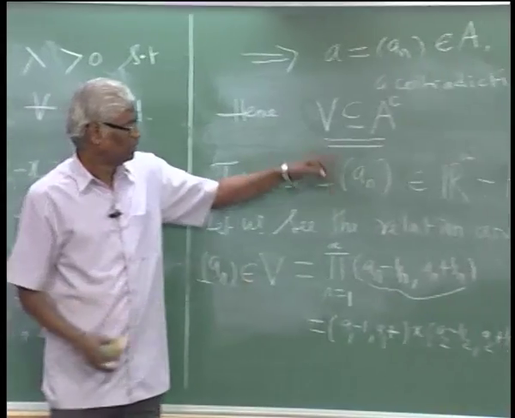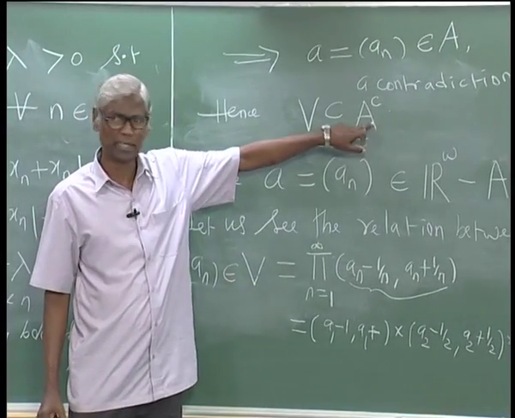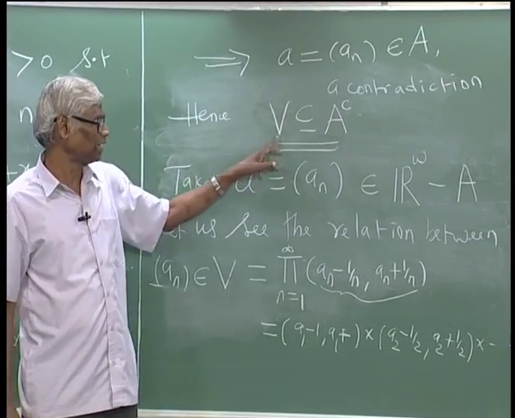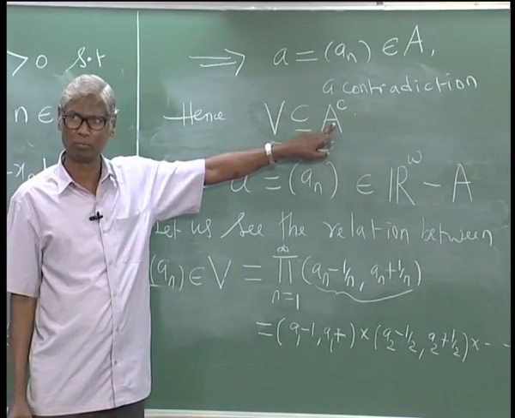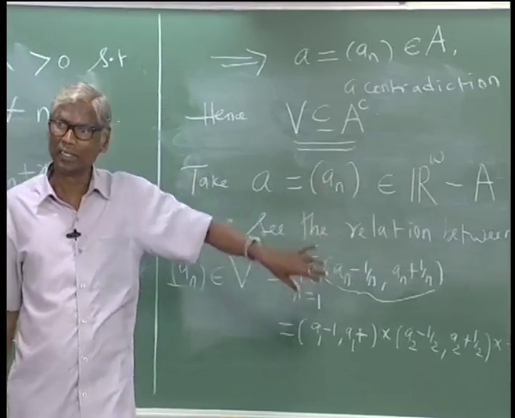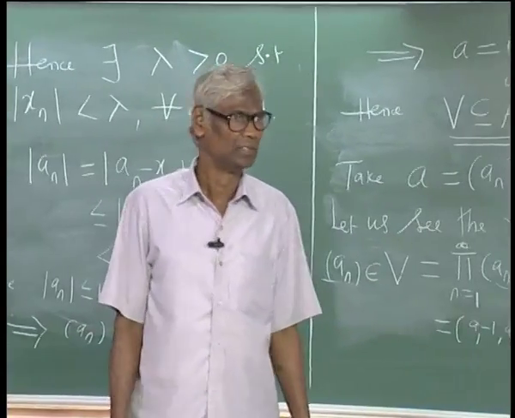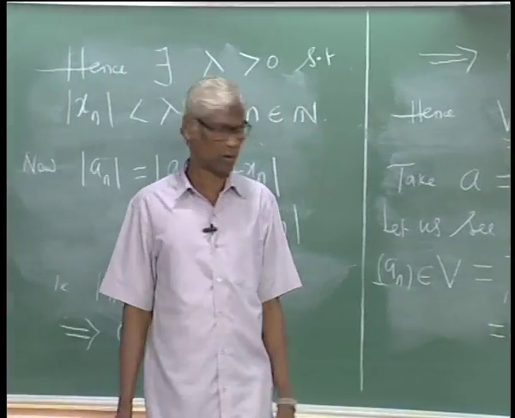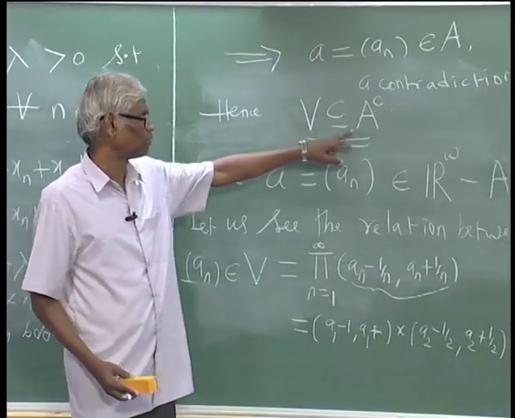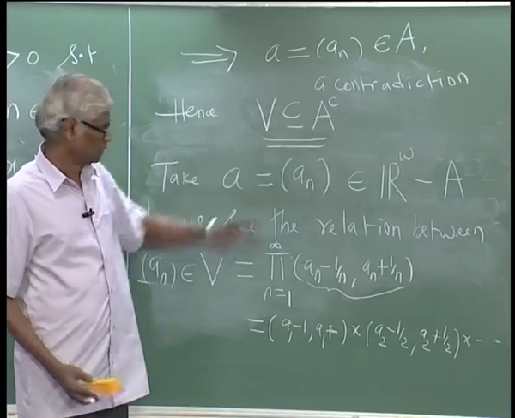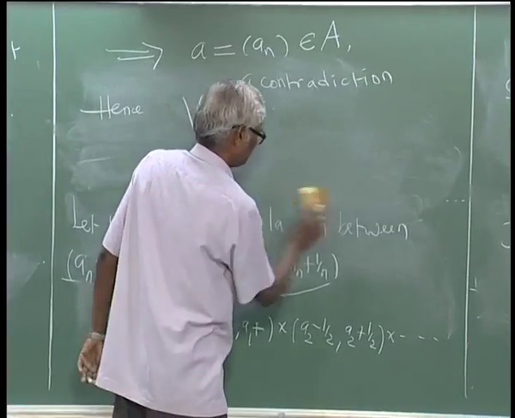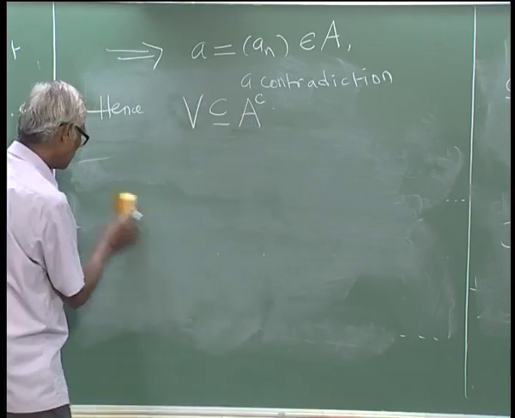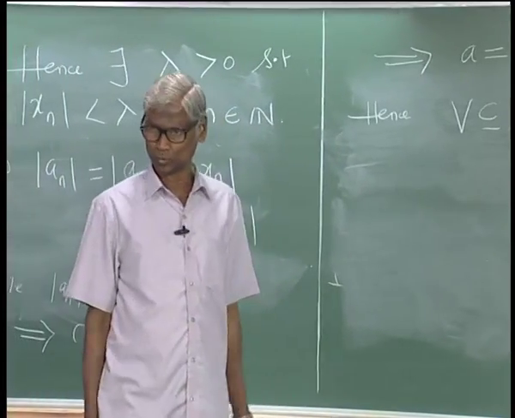So, hence if we start with an element in A complement, that is a, then we will get a neighborhood V containing a that is completely contained in A complement. That means that a is an interior point of A complement. So, every point of A complement is an interior point. So, that implies A complement is also open. That means we got a separation, or in other words, the set A is both open and closed.